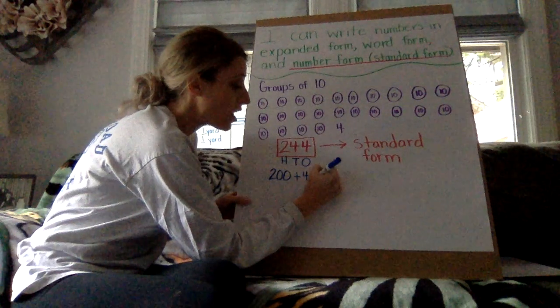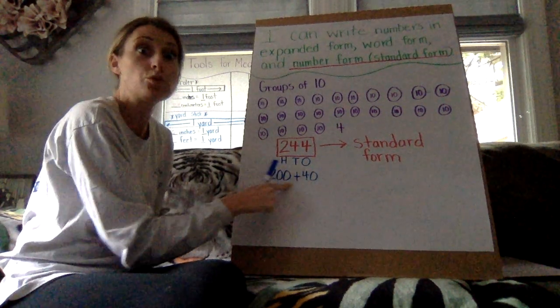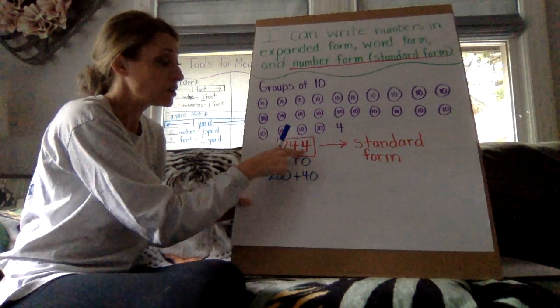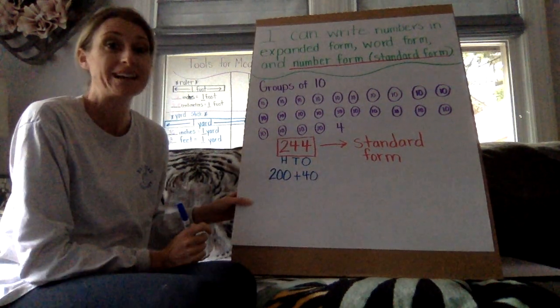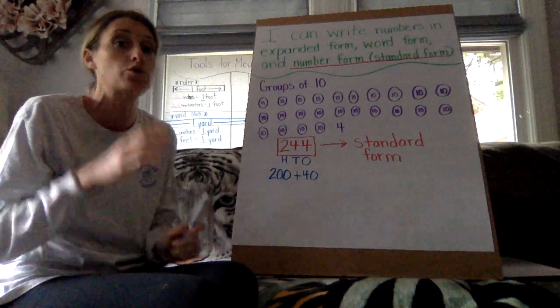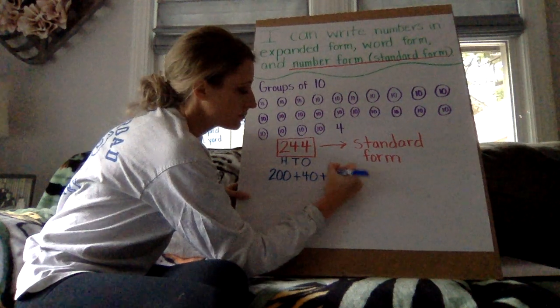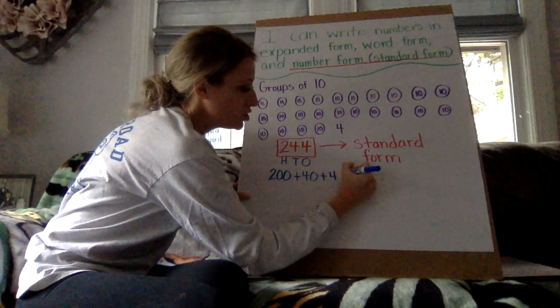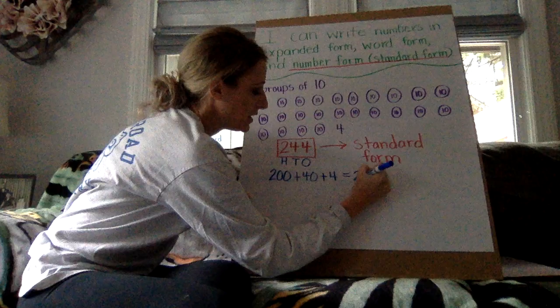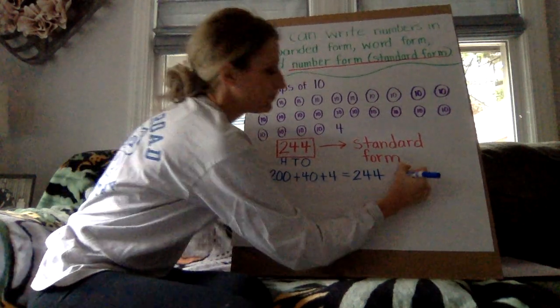So far we have 200 plus 40, which would be 240. And then we're gonna look at our ones place. We can't expand that anymore because it's already in its simplest form. So it would just be 4. So this would be expanded form.